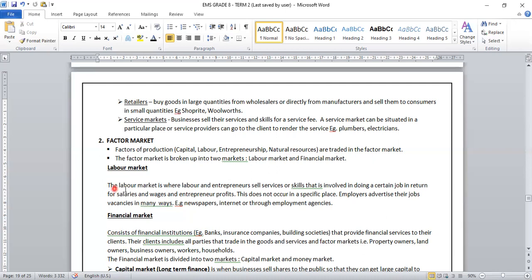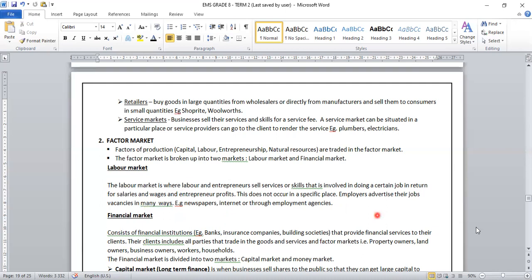Let us look at the labor market. The labor market is where labor and entrepreneurs sell services or skills that are involved in doing a certain job in return for salaries and wages, while the entrepreneur will be looking for profits. This does not occur in a specific place. Employers advertise their jobs or vacancies in many ways. For example, newspaper, internet, through employment agencies.